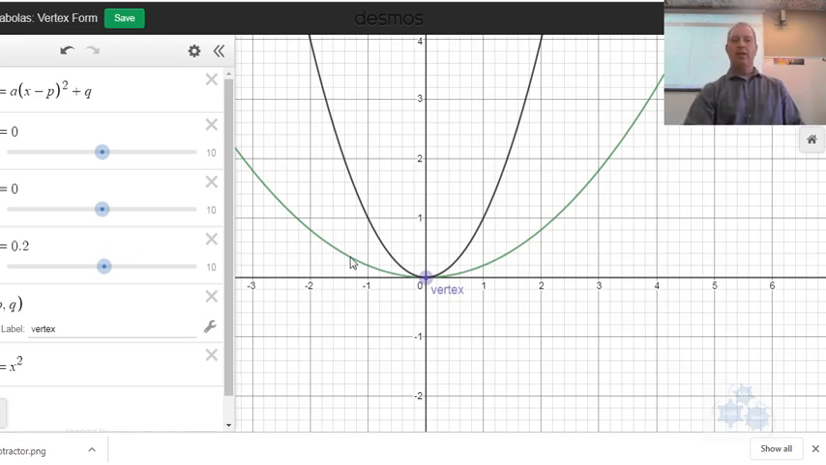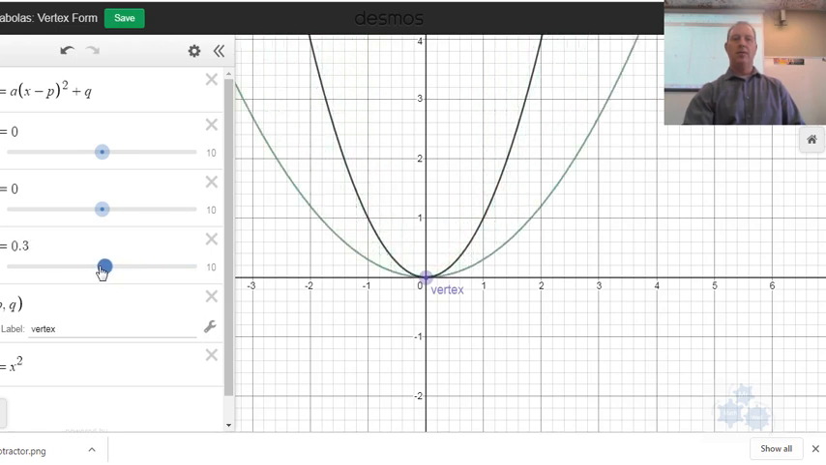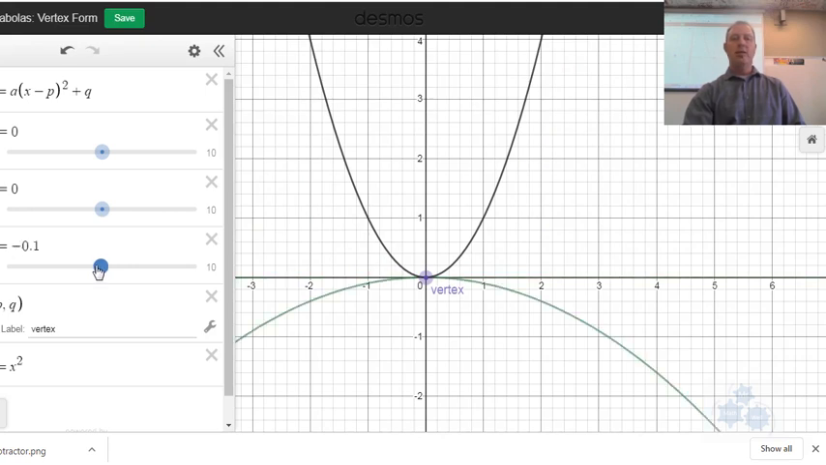So what happens, how do I change this from opening up to opening down? What do you think I should change A to? Negative. Very good. You guys are on the ball. So again, here's a large positive A, and I'm coming down, and there's A equals 1, and then there's A equals 0.1. And now if A is 0, I have a straight line. But if A goes into the negatives, there we go. It starts to open downward. Okay? To negative 10. That's what it looks like.